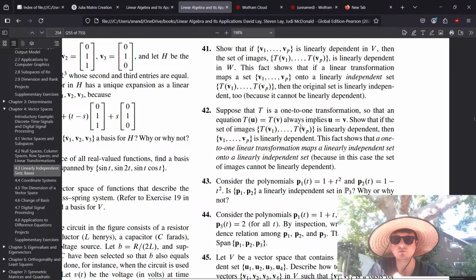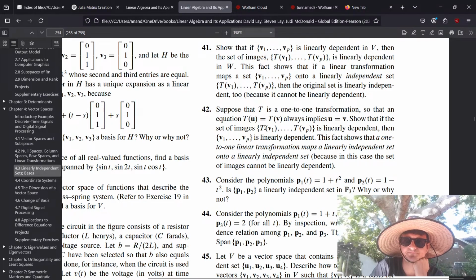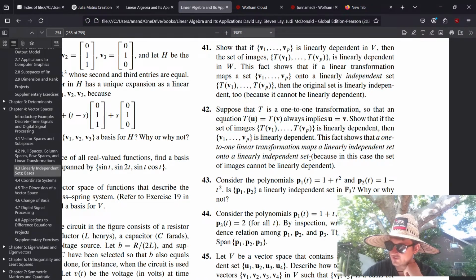Suppose that T is a 1-to-1 transformation, so that T of U equals T of V implies that U is equal to V. Show that if the set of images is linearly dependent, then the original set is linearly dependent. This shows that a one-to-one linear transformation maps a linearly independent set onto a linearly independent set. Okay, so this is 41, and this is going to be 42.